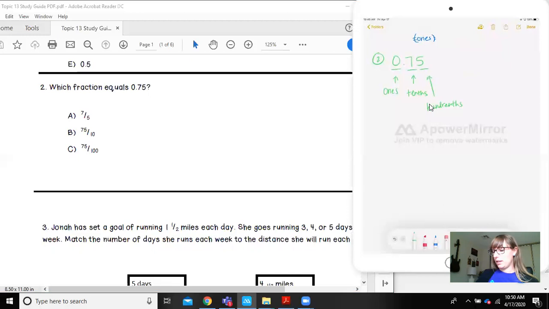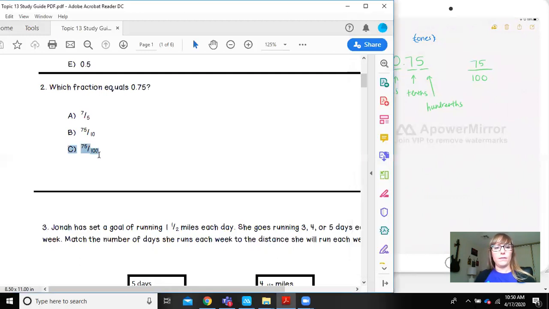Now, if we say it as 75 hundredths, that's also the same as saying 75 over 100. This is also 75 hundredths. So this answer would be here, 75 hundredths. We actually say them exactly the same. This is 75 hundredths, and this is 75 hundredths.